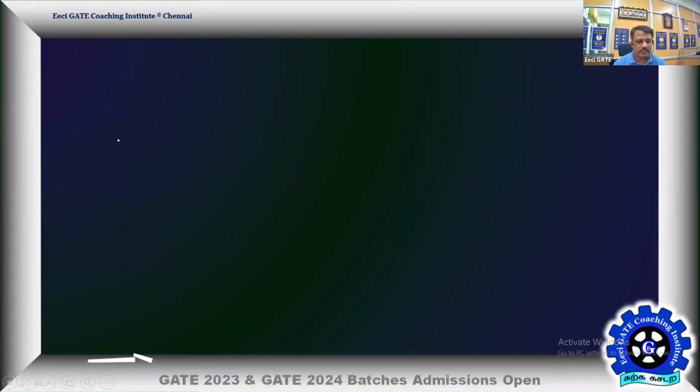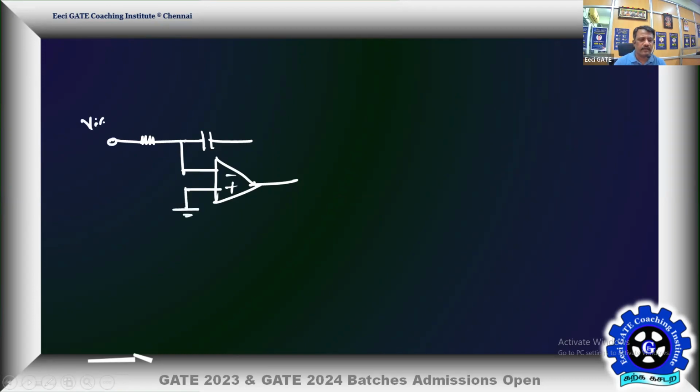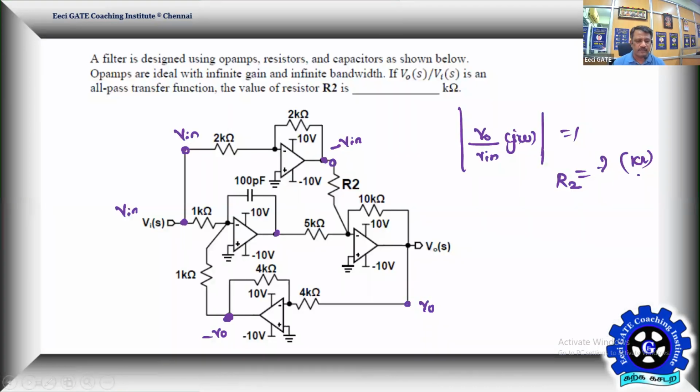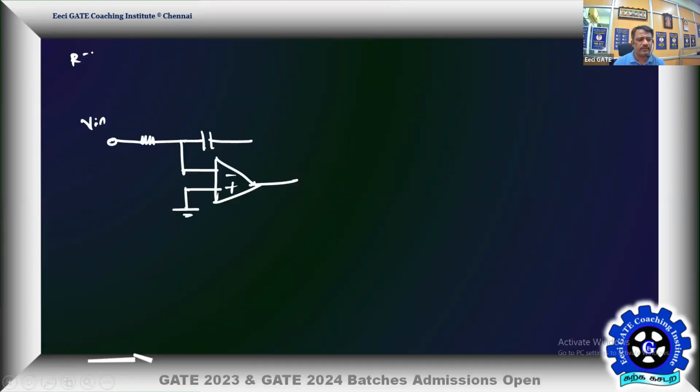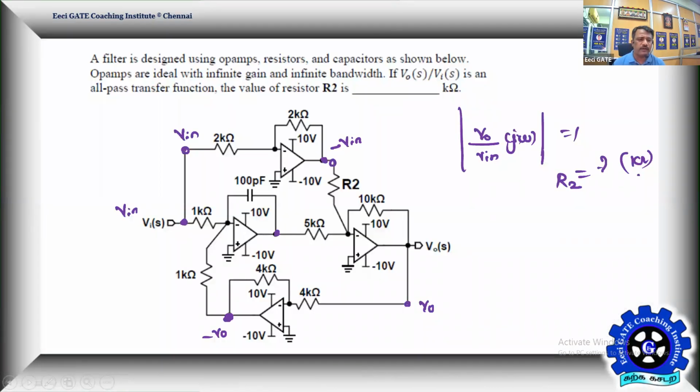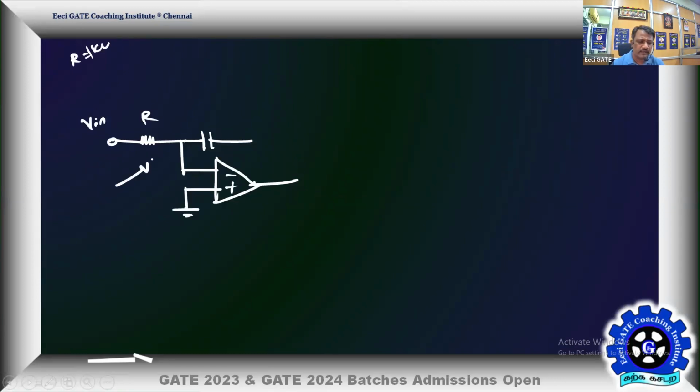So we have a resistor of 1 kilo ohm. Then we have a capacitor, inverting configuration. The plus is connected to ground. So this point is V in of S. It's 1 kilo ohm. Let me assign R is equal to 1 kilo ohm. So this is R. Along with that, I have one more 1 kilo ohm connected to the virtual ground point. This is R, and this point is connected to minus V naught as we determined earlier.